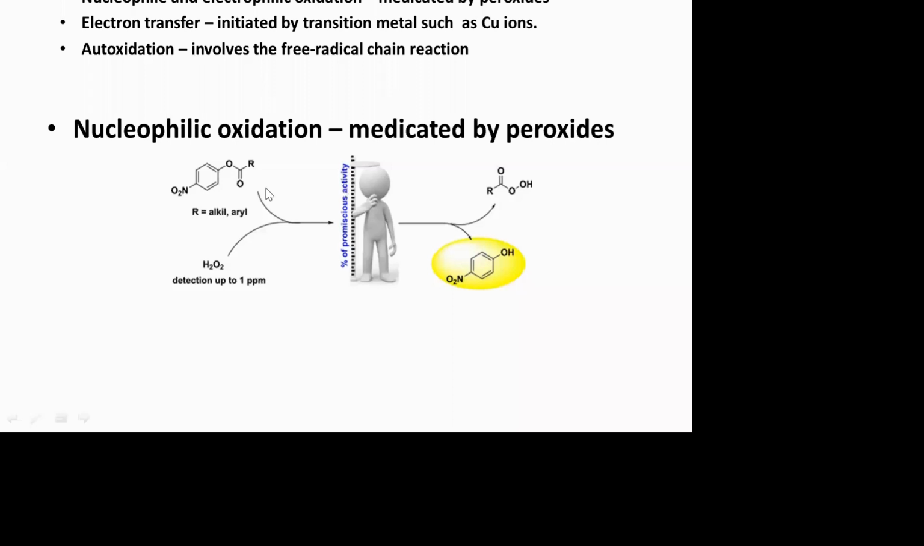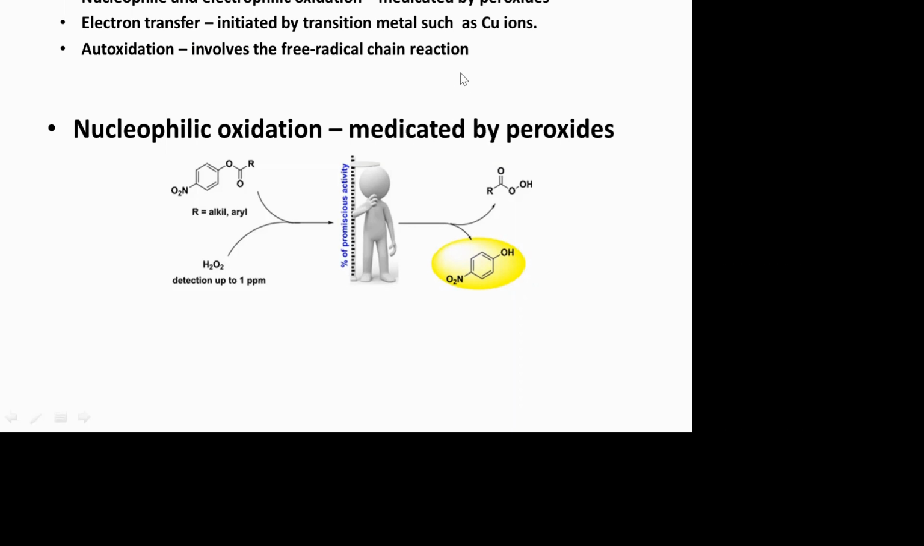Here I have written the example of nucleophilic oxidation. In this reaction, you can see this molecule is reacting with hydrogen peroxide and forming this type of compound. This type of degradation is nucleophilic oxidation, which is mediated by peroxide.